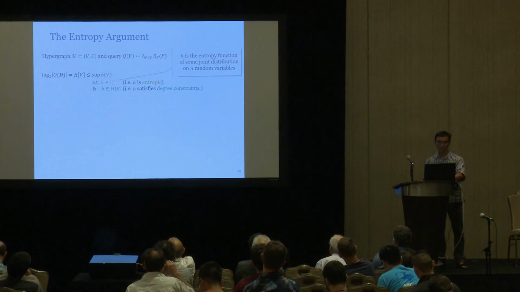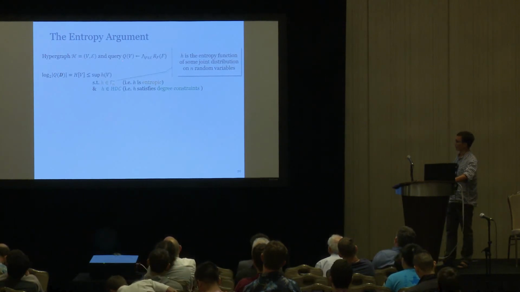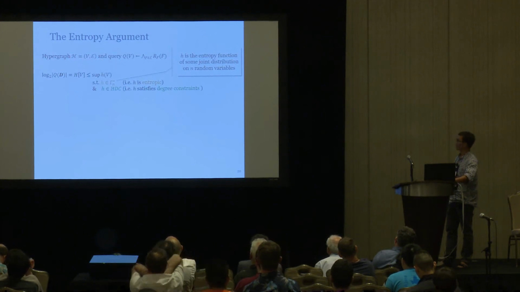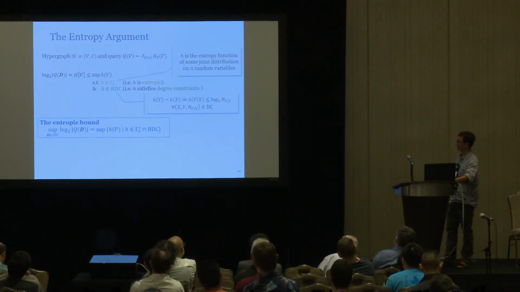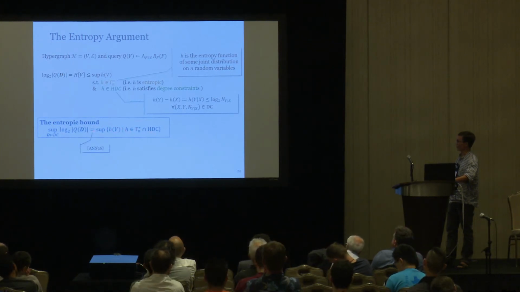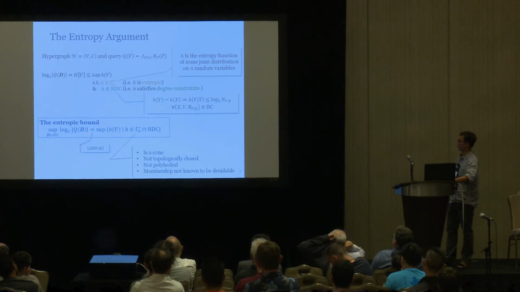But basically, if you generalize the entropy argument to a general query, with general hypergraphs, they don't have to be the triangle query anymore. Then you would end up with something called the entropic bound, where you have to optimize over a function which is supposed to be entropic and satisfy the degree constraints. In fact, even this equality is actually not obvious, okay? But we can prove that this is an equality.